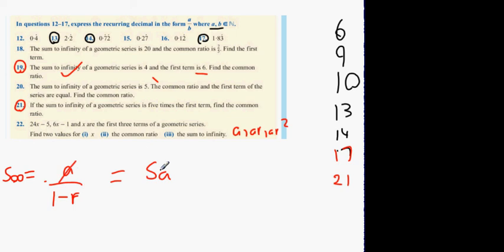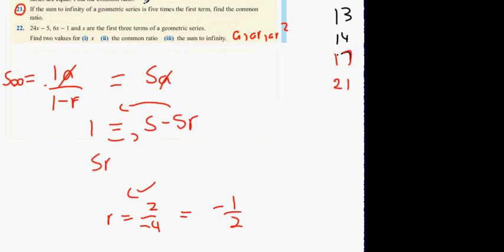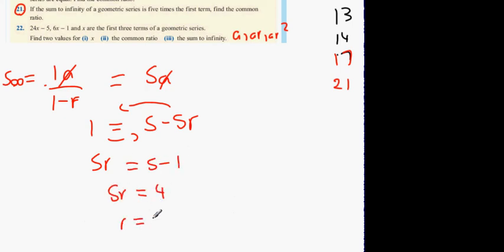So what we're going to get is the a's cancel on both sides. We get 1 over 1 minus r equals 5. Cross multiply, 1 equals 5 minus 5r. Bring the 5r to this side, and the 1 to the other side. We're going to get 5r equals 5 minus 1. 5r equals 4. r equals 4 over 5.